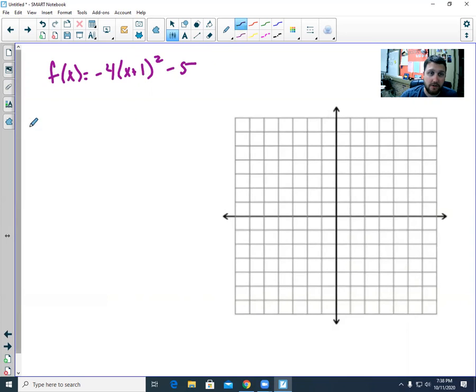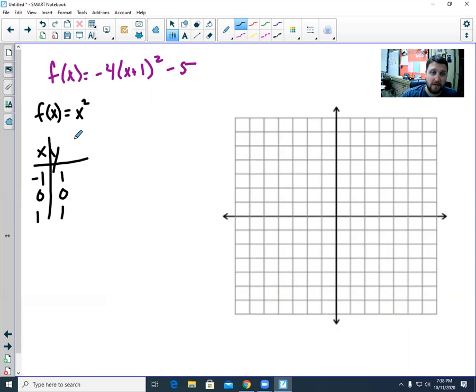The first thing that you should do is identify the parent function. The parent function for all of these is going to be the same. It's going to be f of x equals x squared. I'm going to put that into an xy chart, and I'm going to put my three most important points, -1, 0, and +1. And these are the outputs that it's going to create. So I'm going to have the point -1, 1, 0, 0, and 1, 1.